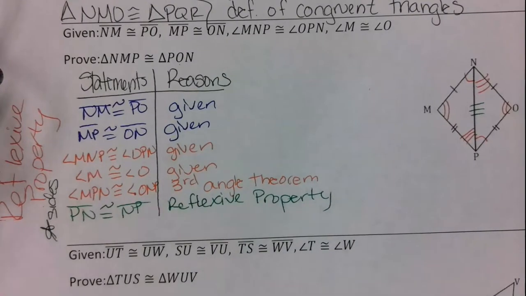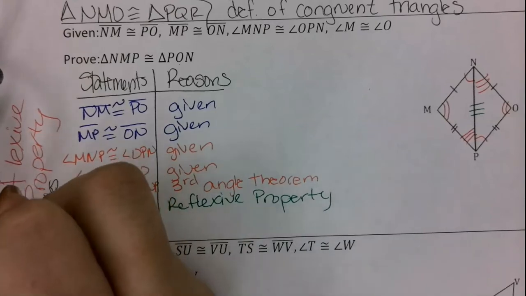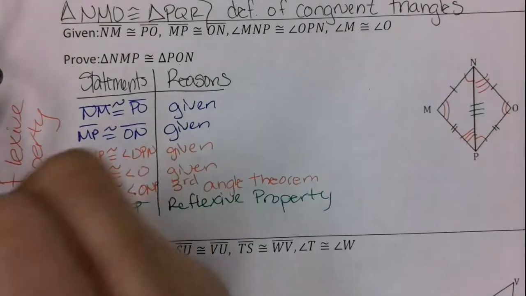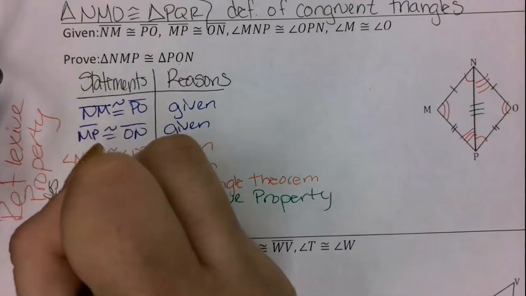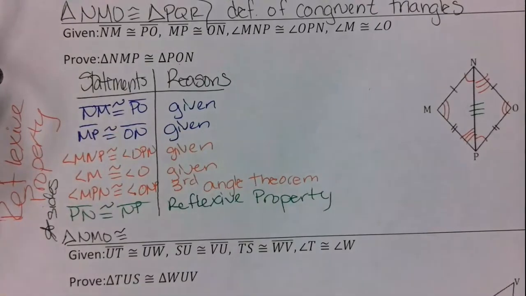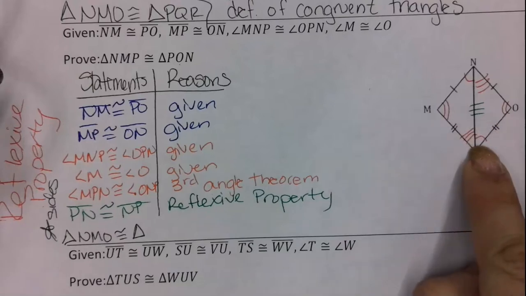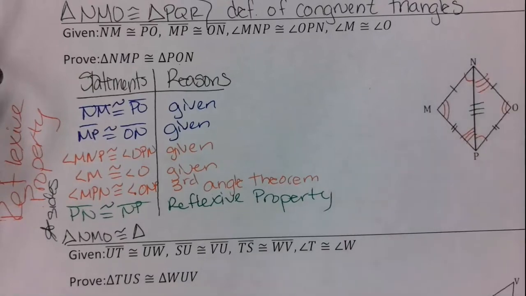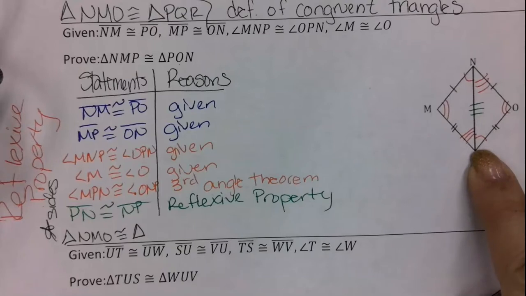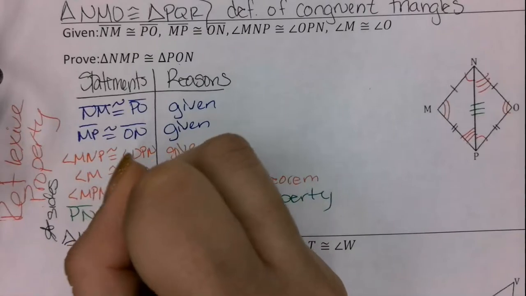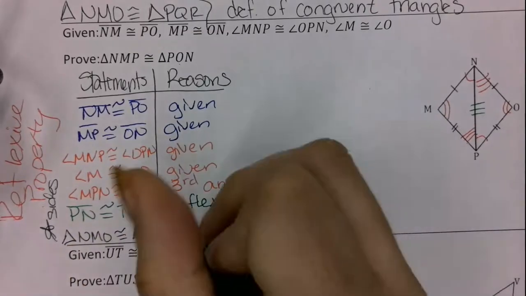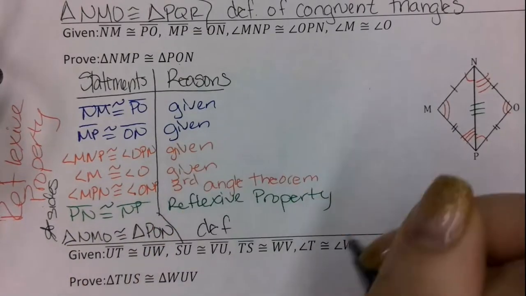Okay. Then I'm just going to have my two congruent triangles, so I'm going to go 1, 2, 3 in my angles. So NMO is congruent to, what's the order of the other triangle? I go in the order of the tick marks, so I go 1, 2, 3. This one has the 1. That's P. So PON. And this is definition of congruent triangles.